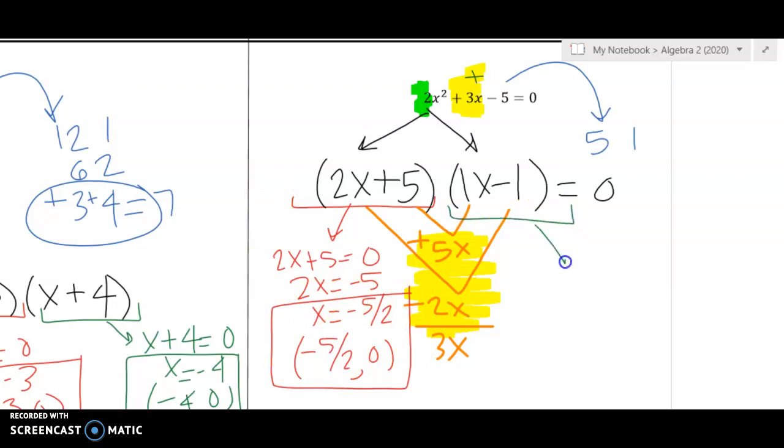And then I'm going to do the same thing for the other part that has x in it. X minus 1 is equal to 0. This one's a little nicer. All I have to do is add 1 to the other side, and my answer is 1 comma 0. And there's my two answers.